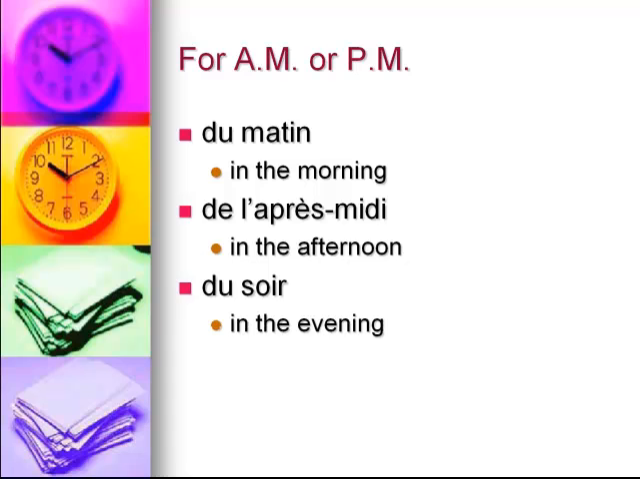You might want to practice the pronunciation of those. Du matin, de l'après-midi, and du soir for in the morning, and the afternoon, and in the evening. So to specify 7 o'clock in the morning, they would say 7h du matin, as opposed to 7 o'clock in the evening, 7h du soir.